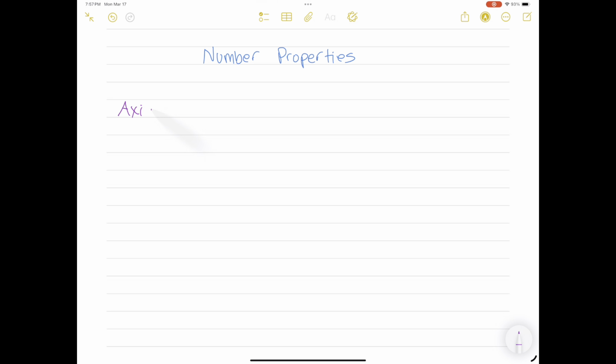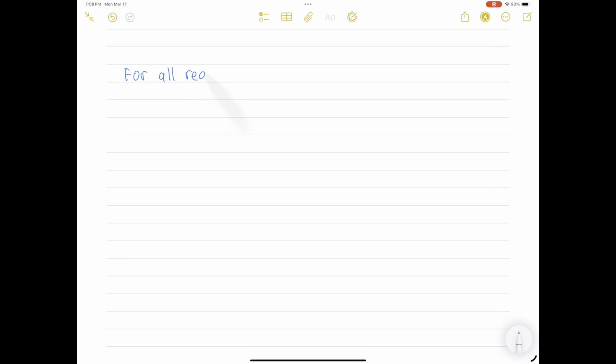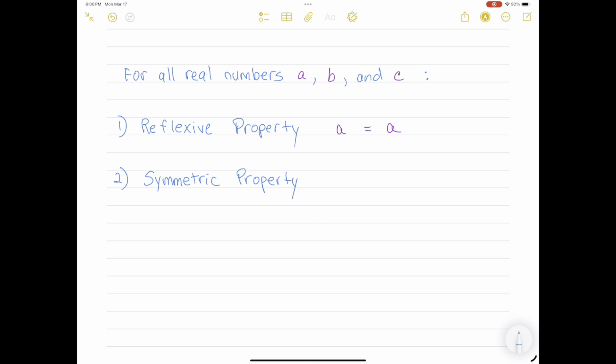So, number properties. An axiom or postulate is a statement we assume to be true without proof. These properties are observed to be true, and we know them through just logical thinking and common sense, as well as through working with numbers. For all real numbers A, B, and C, we have number 1, reflexive property, A equals A. Number 2, symmetric property. If A equals B, then B equals A.